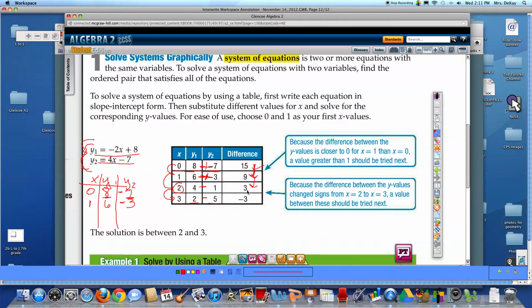So 0 must be somewhere in between here, right? So I know my x value of my solution is somewhere between 2 and 3. 2.5. I'm not even going to figure it out. They're happy knowing that the answer is between 2 and 3. Really? They're happy right now knowing that. Sometimes you can figure out exactly, and sometimes you can't.